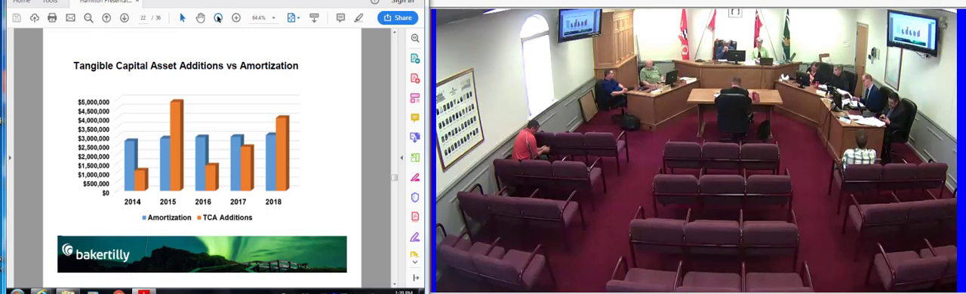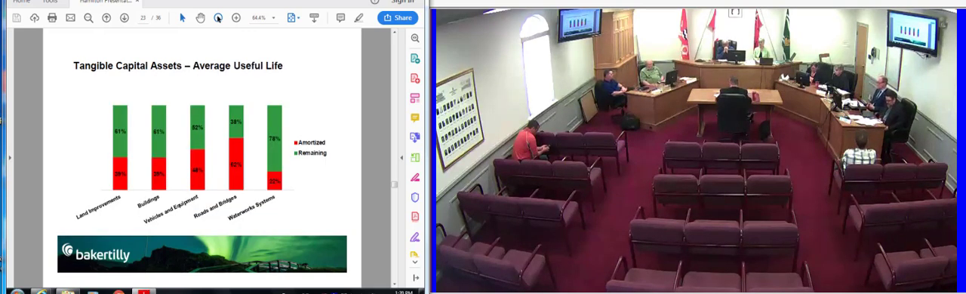Depending on which projects are going and what funding might be available, the graph does switch between additions and amortization as to which one's higher. And then finally, the tangible capital assets showing the average useful life and how much is depreciated and how much is not amortized, broken down between the various components there.